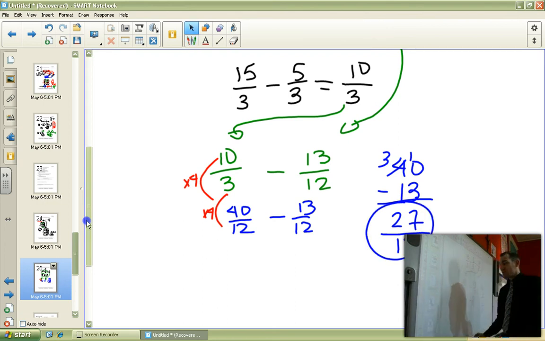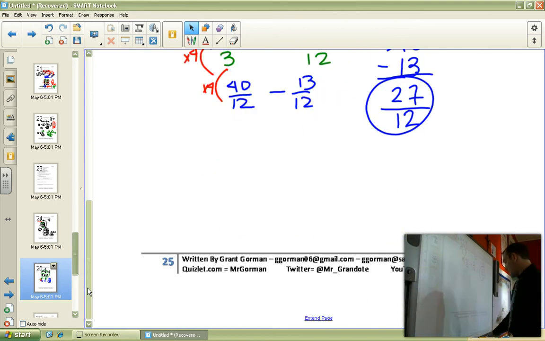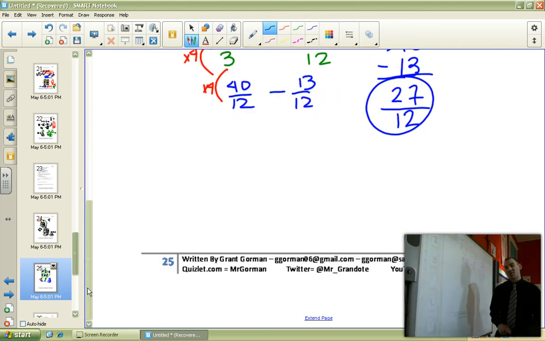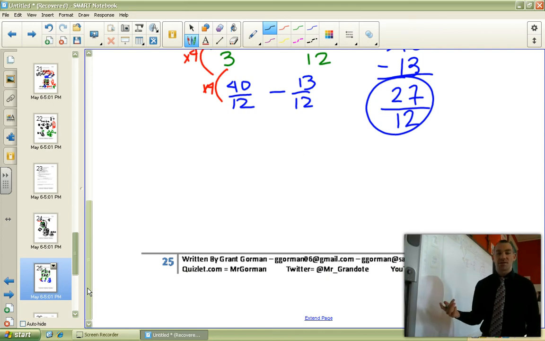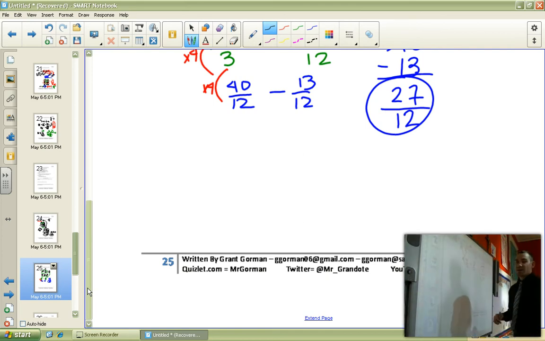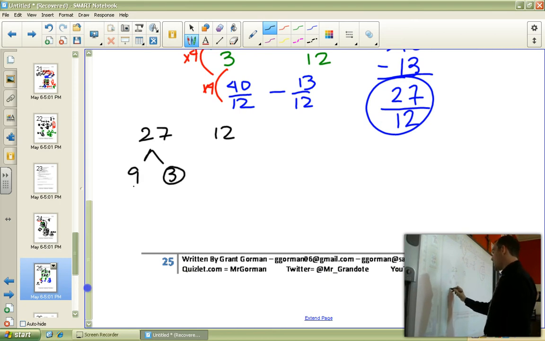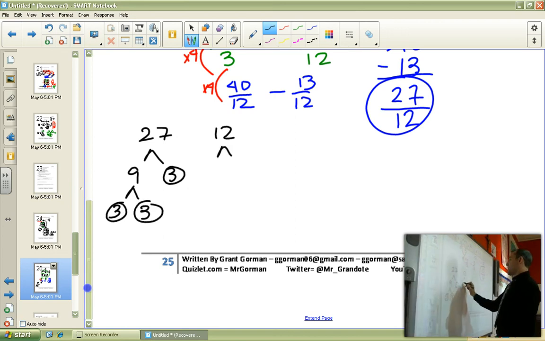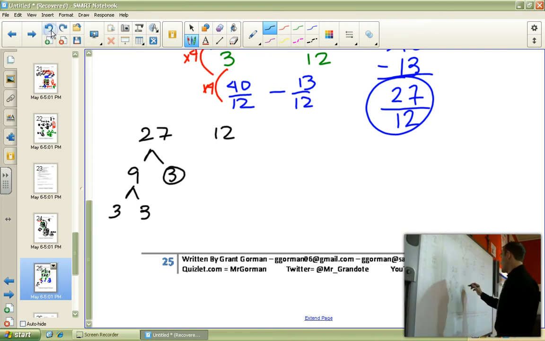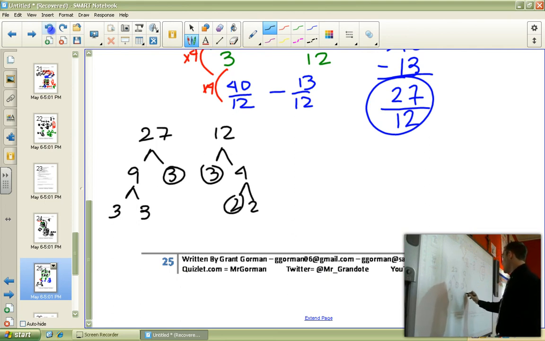Problem is, it's not in mixed number form and it's not in lowest terms. Okay. So at this point, you can either simplify first or you can turn it into a mixed number first. I'll say let's simplify it so we can practice finding the greatest common factor. We're going to need to take 27 and 12, and I'm going to do a factor tree. Got a 9 and a 3, and then 2 more 3s. 12, I'm going to have a 3 and a 4. That was the wrong one that I circled. I'm going to have a 3 and a 4.